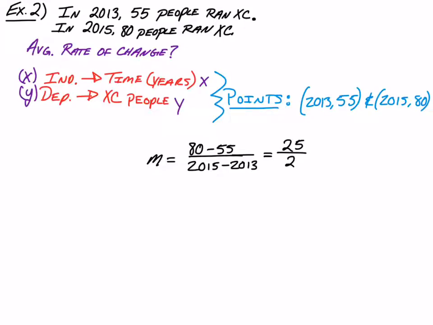What the heck would the units be on this? I'm finding average rate of change in what units? So on top, the y values, we said those were people on the team. And on bottom, we said this was years. So that's people per year. 25 people for every 2 years. 25 over 2 is 12.5. So what are the units on this? The average rate of change, 12.5 people per year.